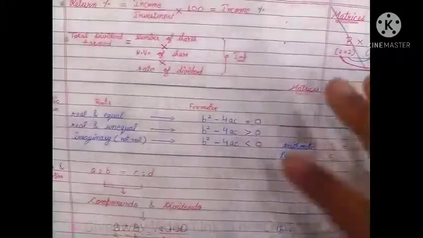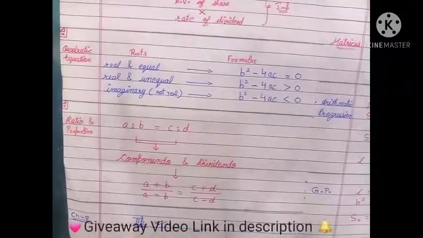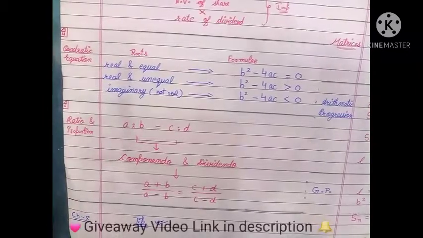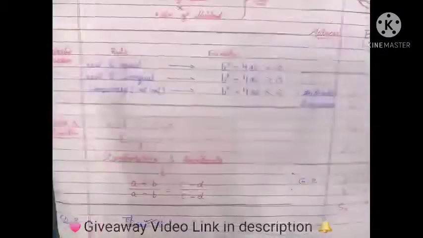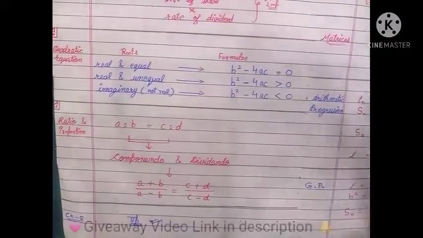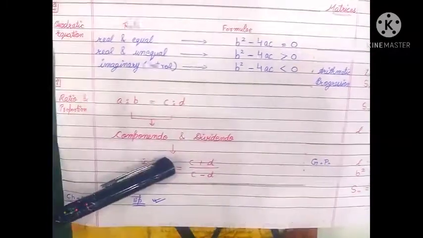Okay, so in chapter 6 there is no formula. In chapter 7, yes, ratio and proportion, there is a formula of componendo and dividendo, a very well known formula, which states that if it is a proportion that A ratio B is equals to C ratio D, then you need to apply the formula, in order to verify, that A plus B over A minus B is equals to C plus D over C minus D.